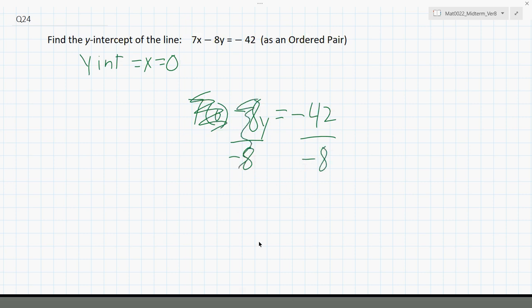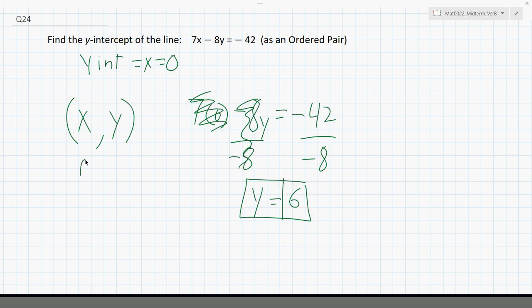When we do that, it cancels out on this side, leaving us with y equals negative 42 divided by negative 8. We know that 8 and 6 gives us 42, and because it's a negative divided by a negative, the 6 will be positive. So that means my y equals 6. But that's not my answer, because I need to write it as an ordered pair. So we go back up here and say x was equal to 0. We still write our ordered pair as x, y, so we'll go 0, and then y was 6. So we'll put a 6 there. And this is our answer as an ordered pair. That will be where the line crosses the y-axis.